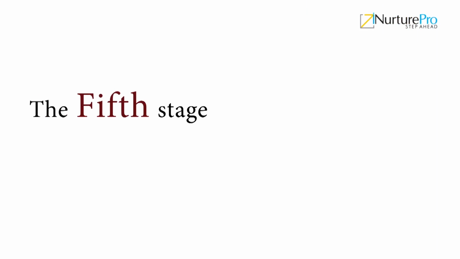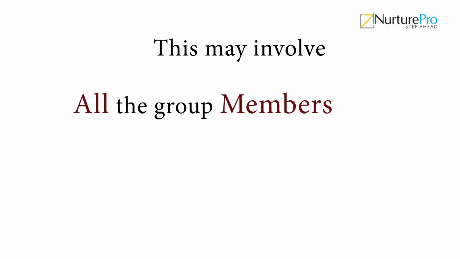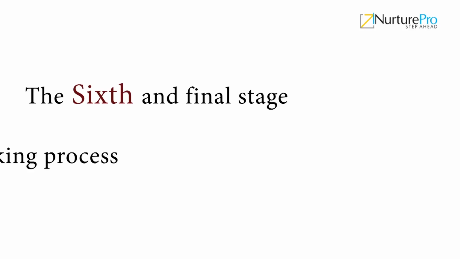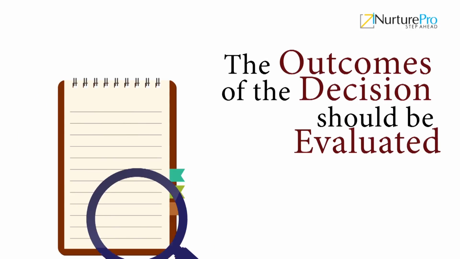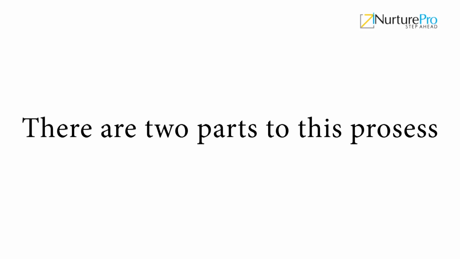The fifth stage is implementing the decision. This may involve all the group members, selected group members, or one group member. In the sixth and final stage of the decision-making process, the outcomes of the decision should be evaluated. There are two parts to this process.